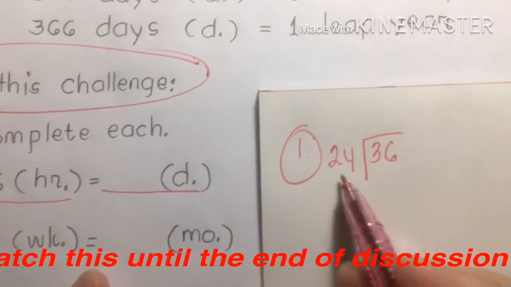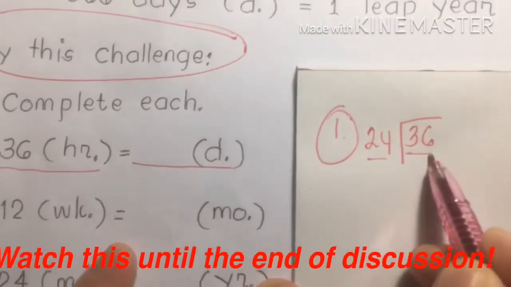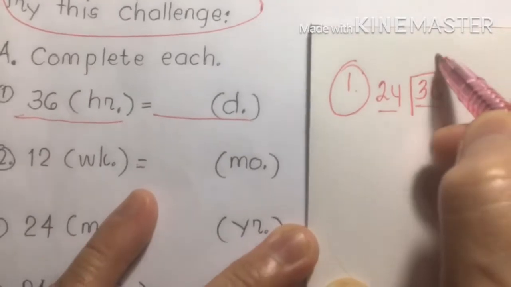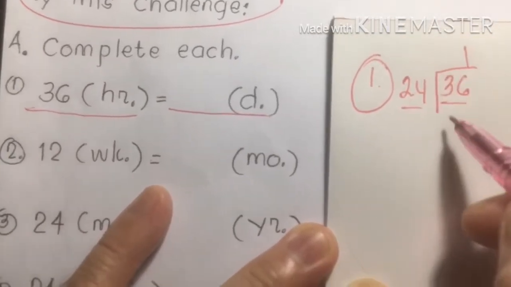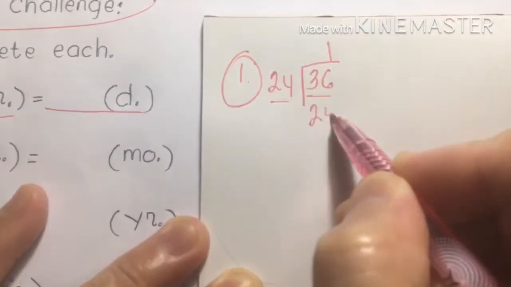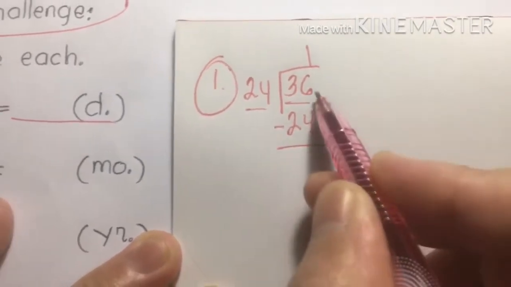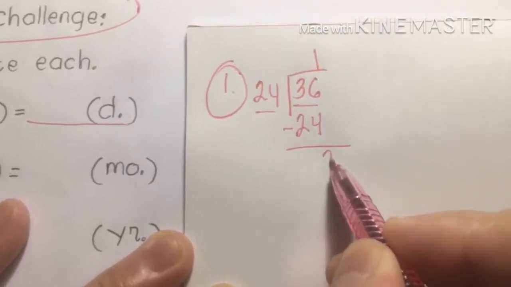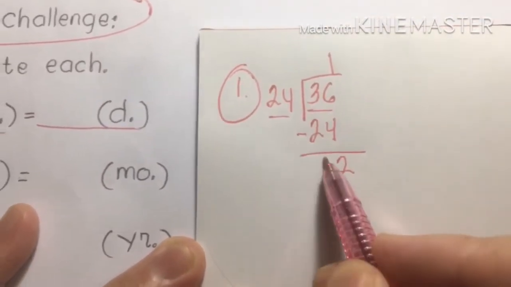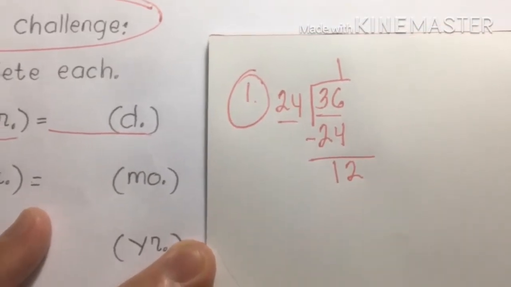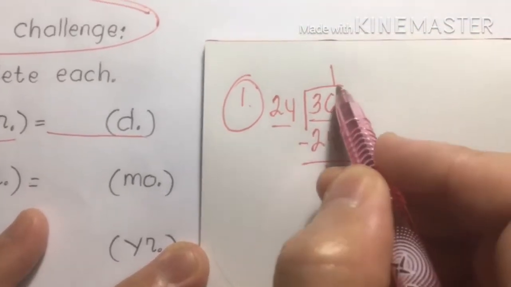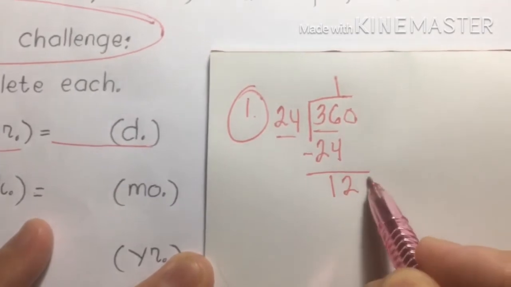So let's start: divide 36 by 24. I'm going to write here 1 times 24, class, bring down 24. I'm going to show you how to divide it. So 6 minus 4 is 2, class. 3 minus 2 is 1, so 12. 12 divided by 24 cannot be, so we're going to add here 0 to make it 120.